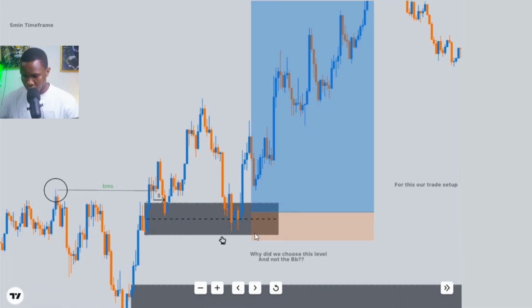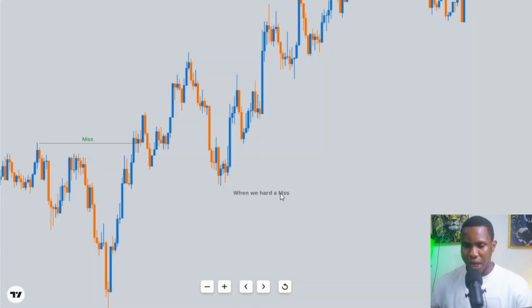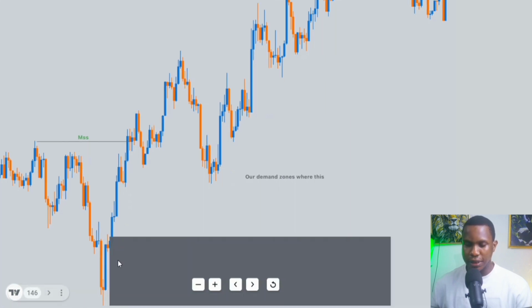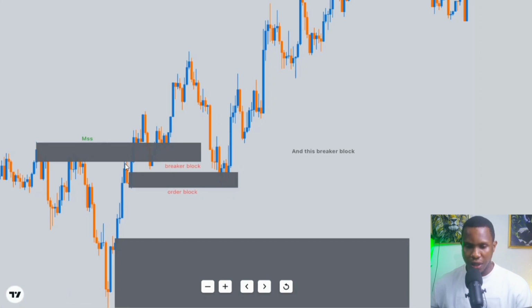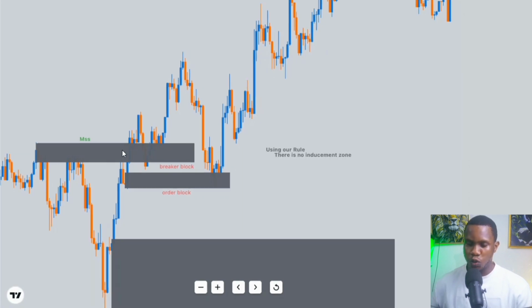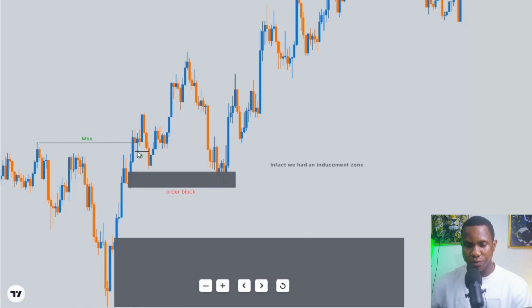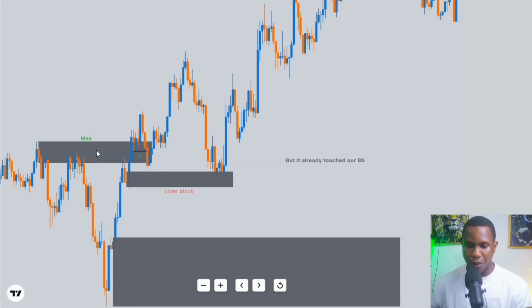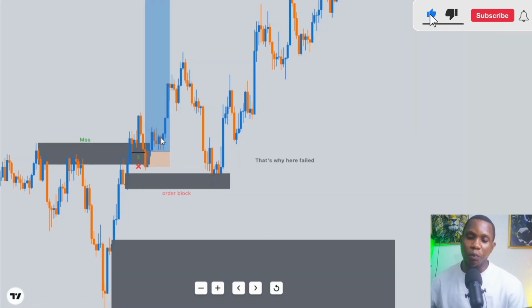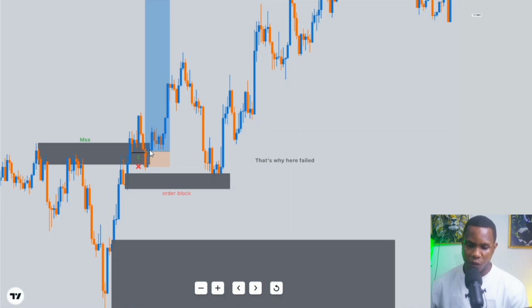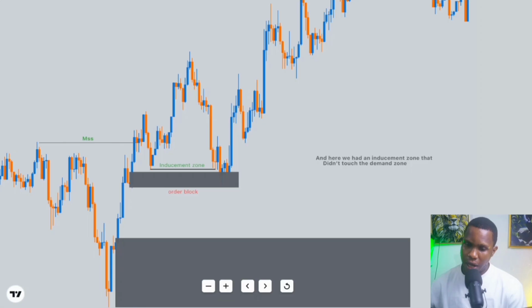Can you see why we chose this order block rather than this what? Breaker block right here? When we had a market structure shift, we had this what? Order block right here. We have this second order block right here. We have this breaker block right here, guys. So using our rules, there was no inducement zone. In fact, we had an inducement zone, but it had already touched what? Our breaker block, guys, breaking our what? Second rule, guys. That is why your breaker blocks don't work, guys. If you had taken this trade, you would have failed, it went to the upside, and here we had what?